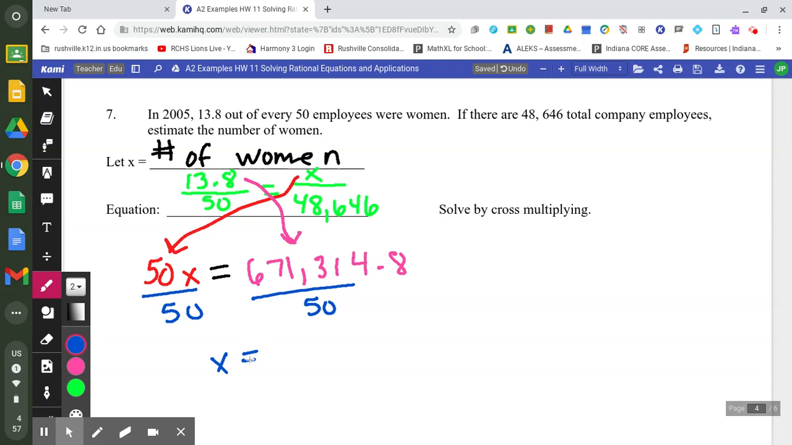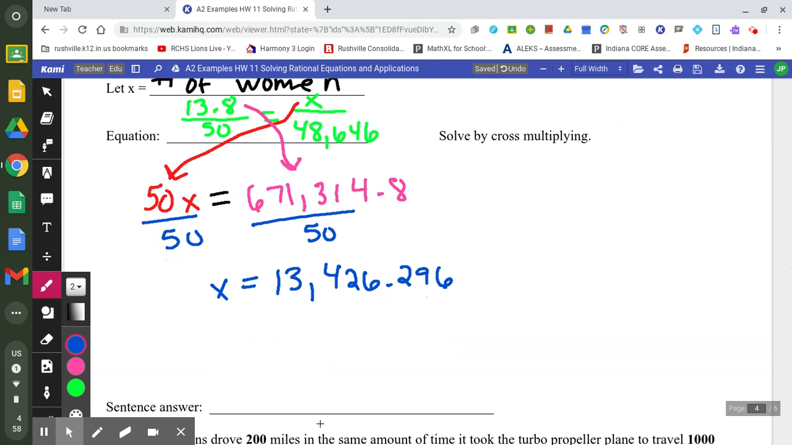So X is going to give us 13,426. And then I got 0.296. And the directions want us to just have a whole number. So 13,426.